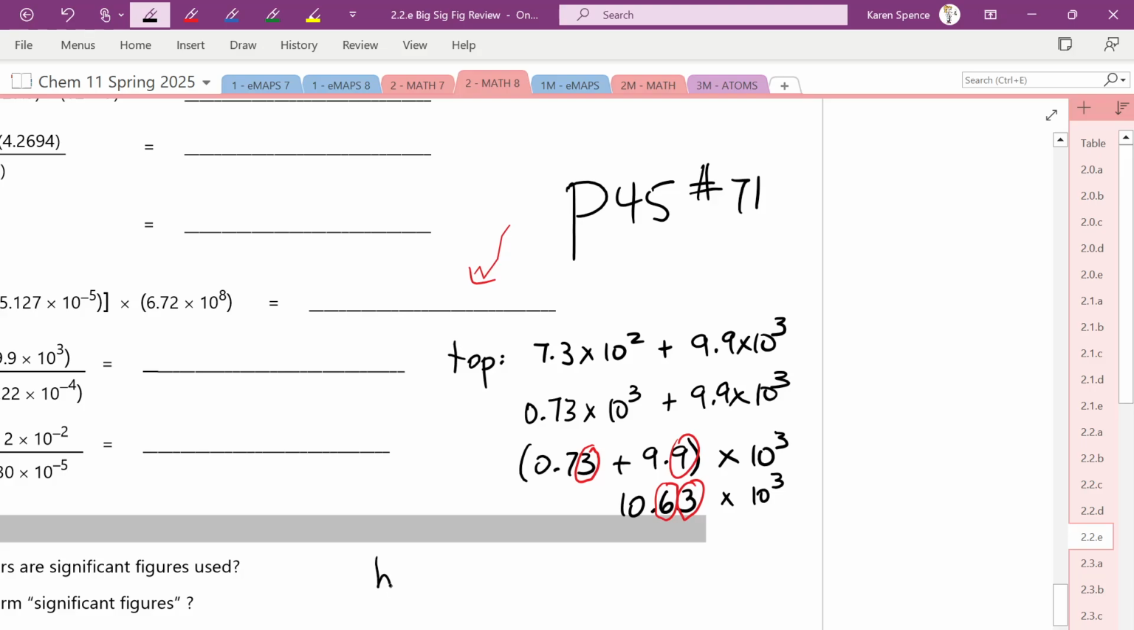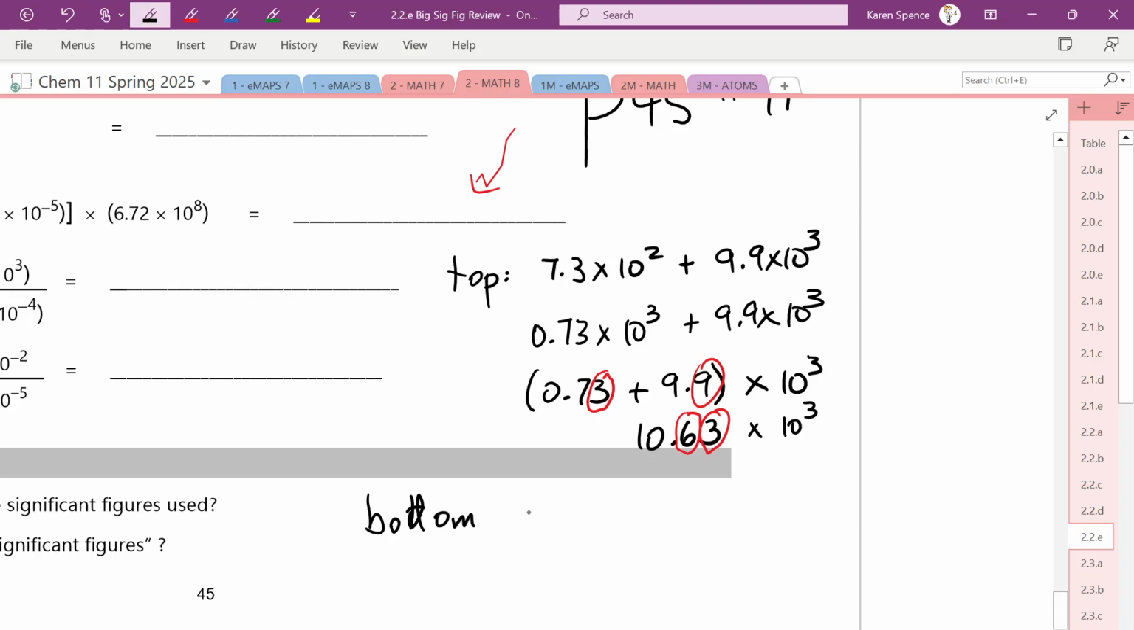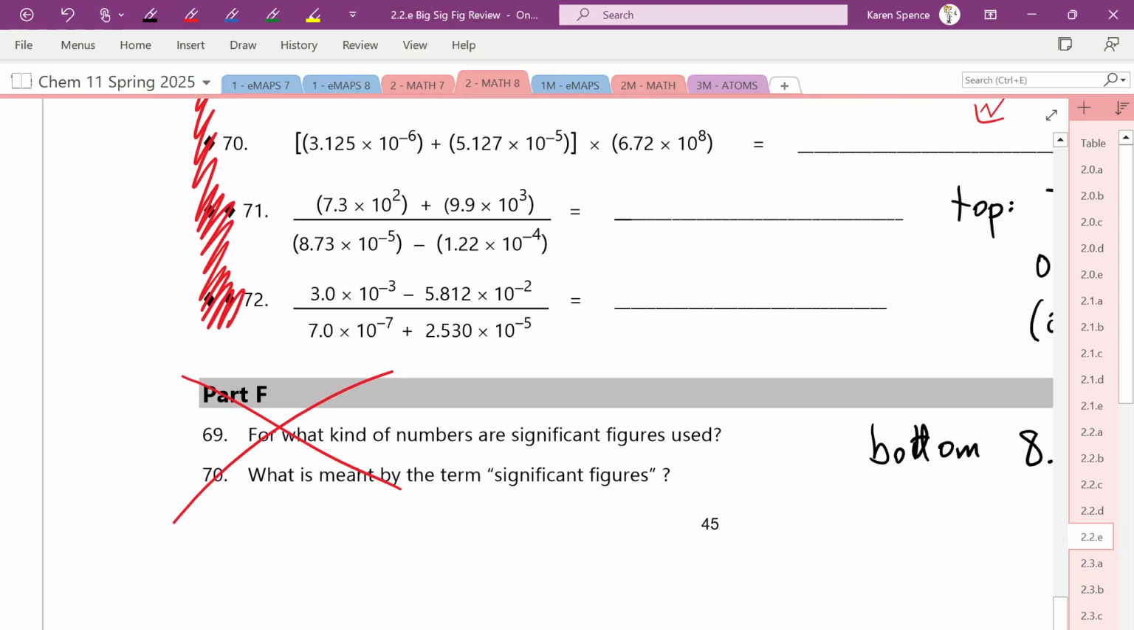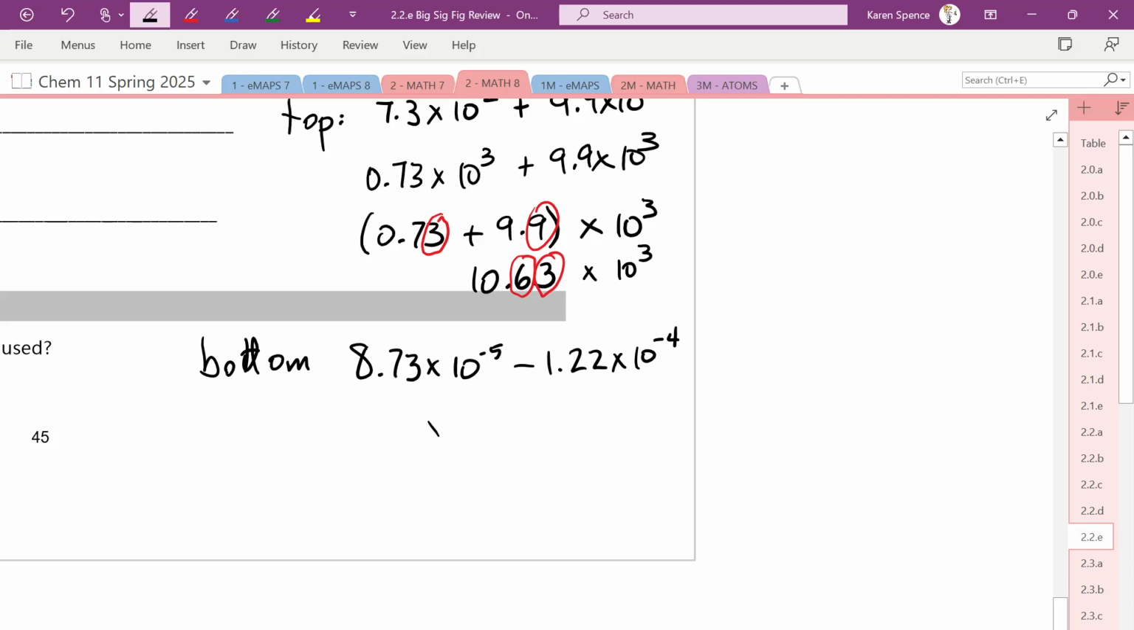Now, the bottom, we have 8.73 times 10 to the minus 5. And we have minus 1.22 times 10 to the minus 4. All right, so I'm going to change this to times 10 to the minus 4. You could, of course, go the other way if you prefer. Then that becomes 0.873 minus 1.22 times 10 to the minus 4.